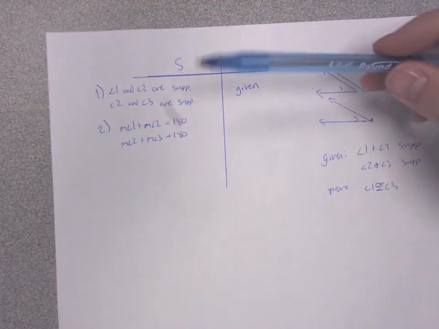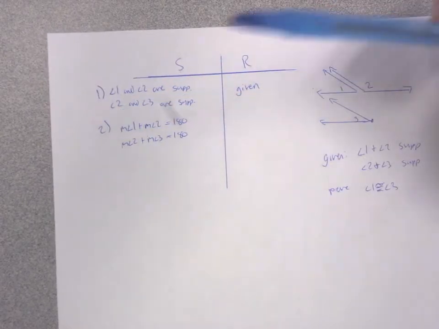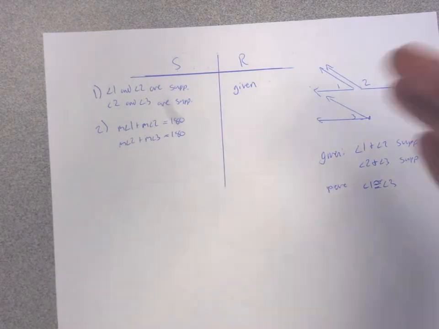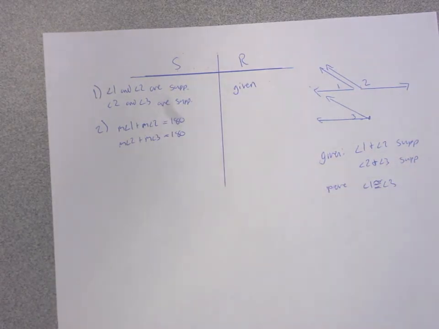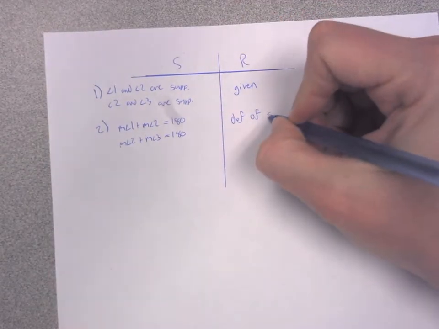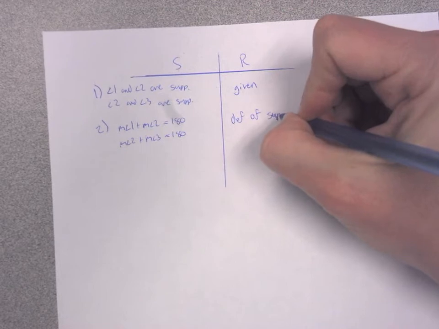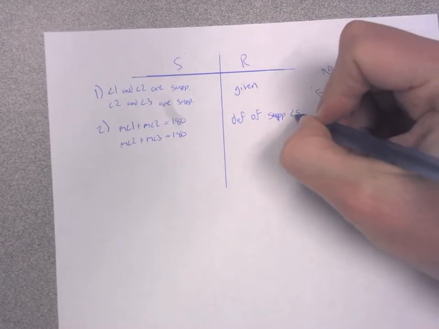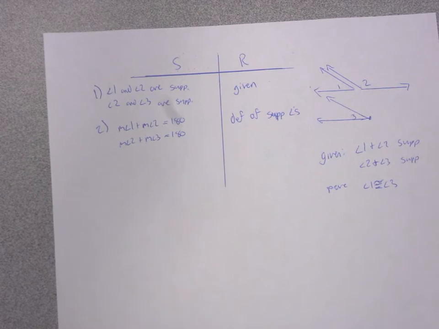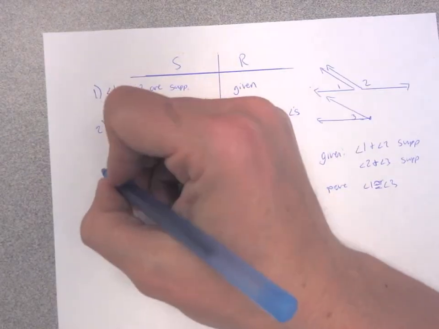Now, if you wanted to, you could actually make these two separate statements, like 1, 2, 3, 4, right? You don't have to. Typically, if you're going to use the same justification 2 times in a row and the statements are basically identical, you can kind of double them up. So this is the definition of supplementary angles. So I'm going to put sup, and then I'm going to use the angle symbol with a little s on it. Okay? All right.